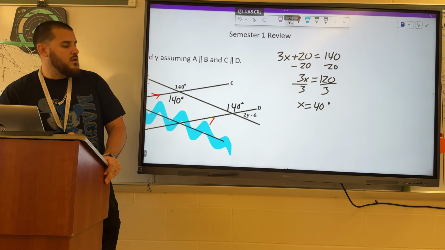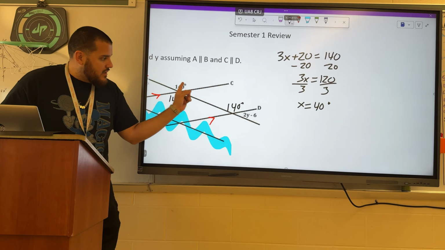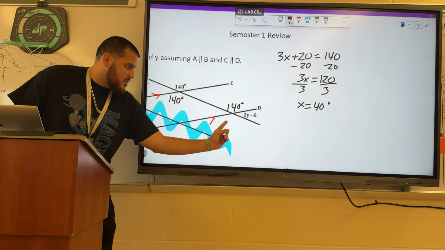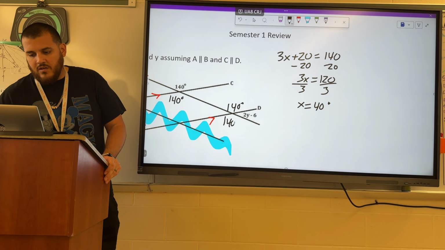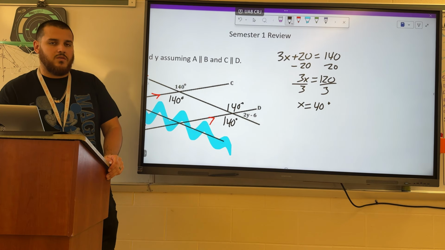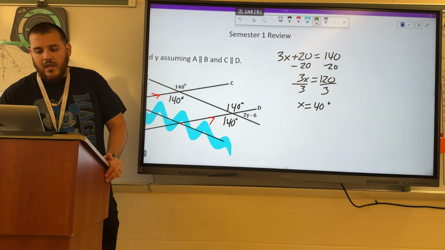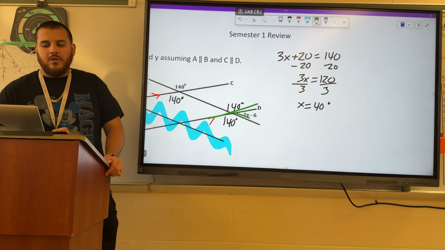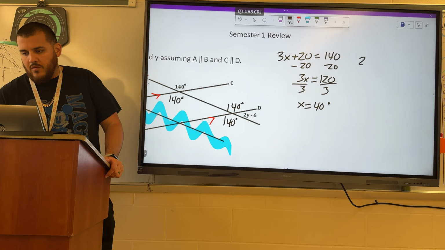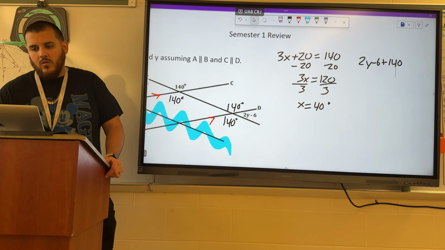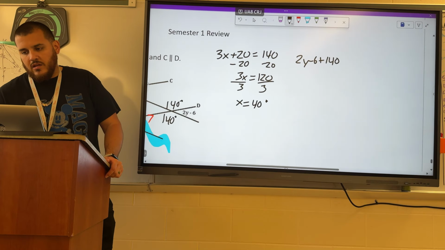This is 140, right? These are alternate exterior angles here. These are corresponding angles. These are vertical. Either of those pairs give us congruent angles. This has to be 140. And solving for y, we can now see a better angle pair there. It's a linear pair with my 140s. So solving for y would be saying that 2y minus 6 plus 140 equals 180 on that straight line.